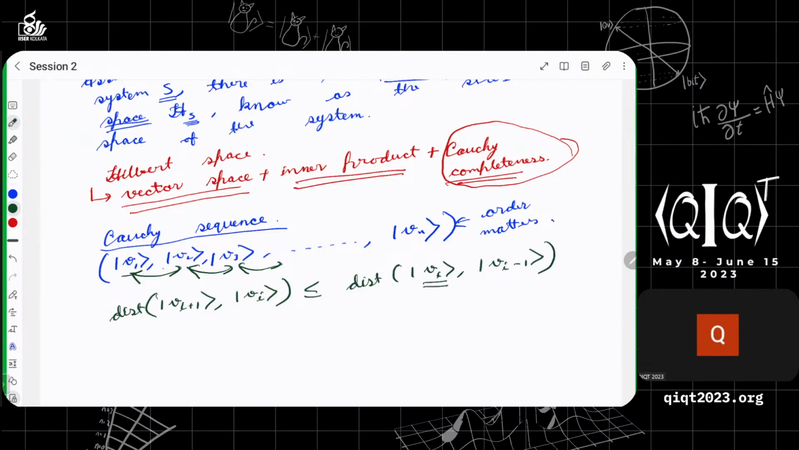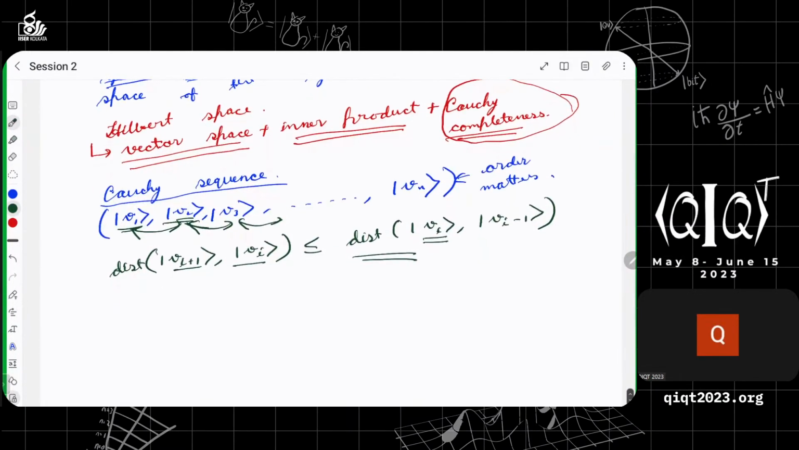So let's say i equal to 1, then the distance between V1 and V2 is more than the distance between V2 and V3. So the distance between V2 and V3 will be less. V4 will be even closer to V3 than V2 was, and so on. So this is a Cauchy sequence.